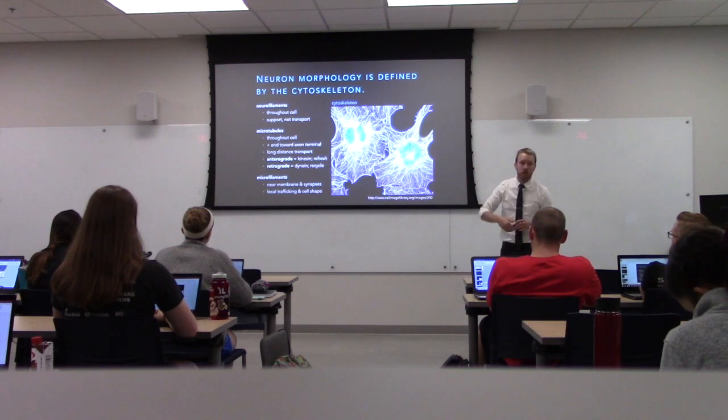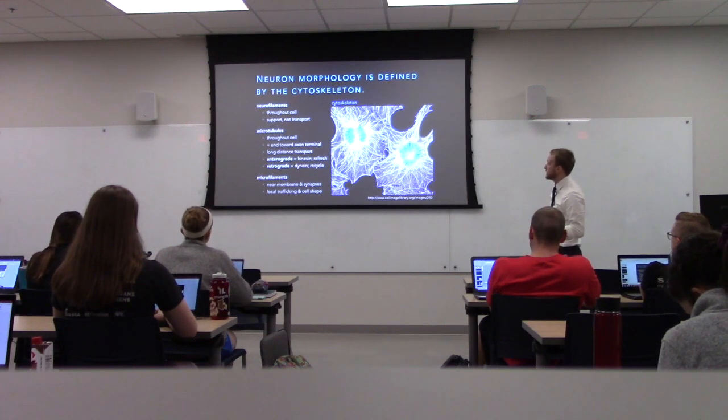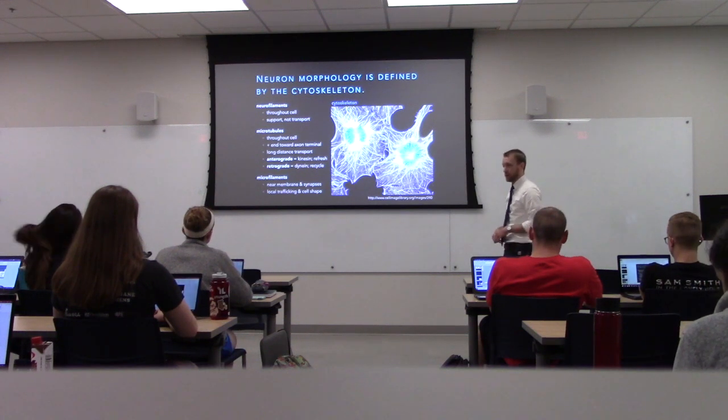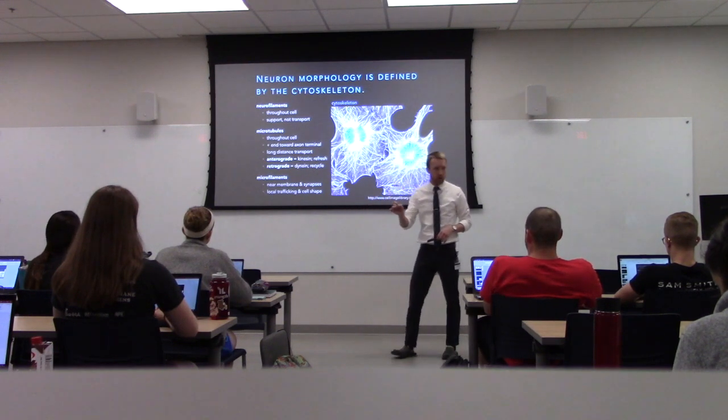Or am I heading back? So here we can see the distribution of these different filaments. These microtubules, which are shown in yellow here, radiate out from the center. So we know where we're headed. And there's a reason we have to head down the axon. Why is that?